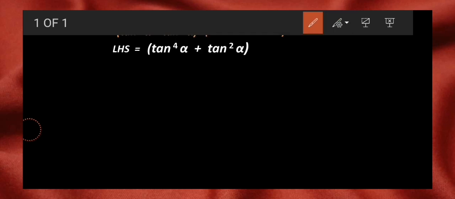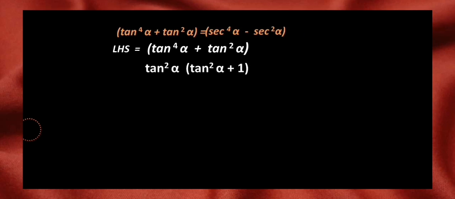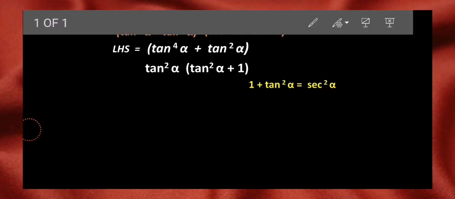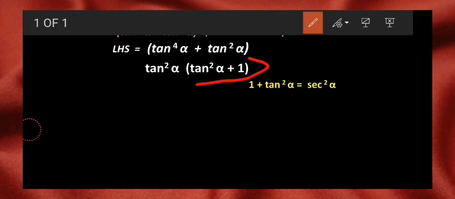So in short, we have tan square alpha as a common, and then in the bracket it will leave tan square alpha plus 1. Now we can apply the identity, correct? The identity is 1 plus tan square alpha equal to sec square alpha, right? So this part can be written as sec square alpha, and this tan square alpha can be turned into the identity, right? If we turn this 1 towards the sec square alpha, it goes in negative.